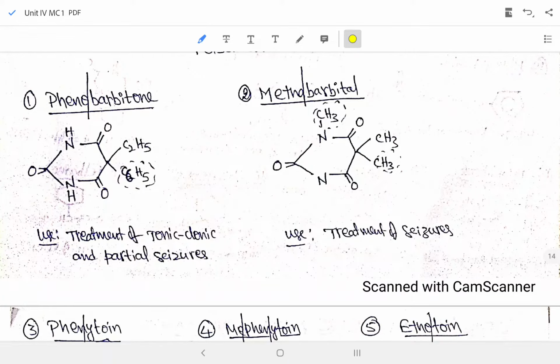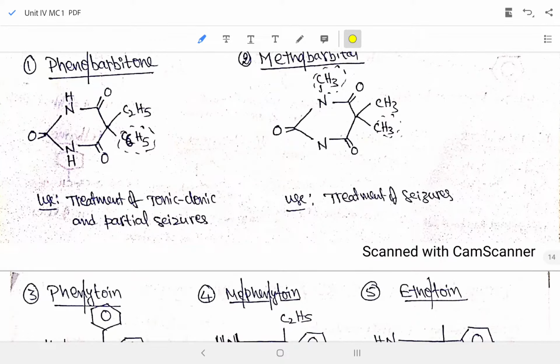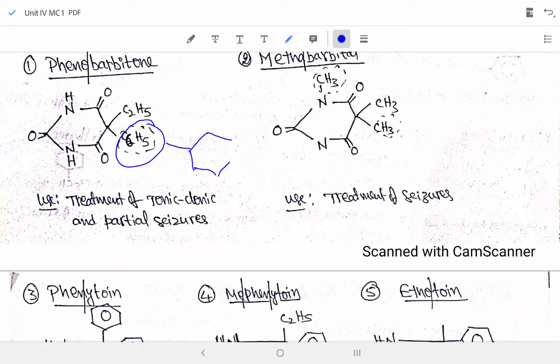So let us first see barbiturates, that is phenobarbital and metabarbital. We have learned these structures earlier while dealing with the topic of sedatives and hypnotics. In phenobarbital, the fifth position side chain will have a phenyl group. This is nothing but this ring, the phenyl ring. Then metabarbital will have a methyl group attached to the nitrogen atom. Also, the side chains at the fifth position, both are methyl groups.